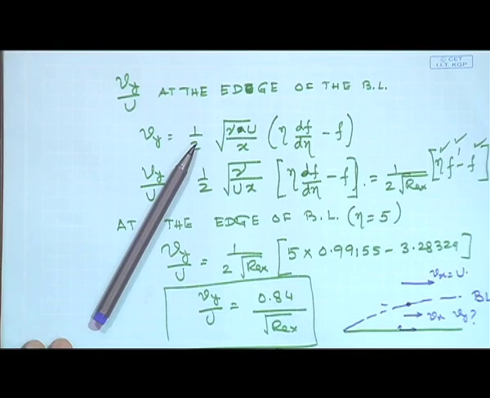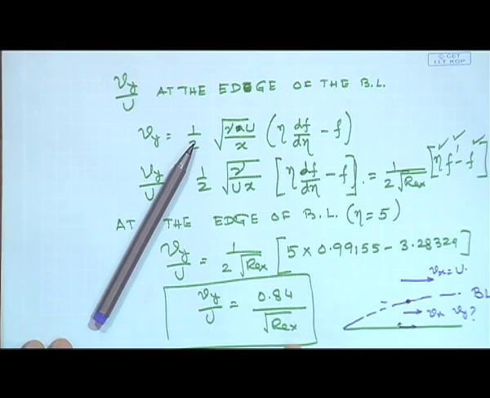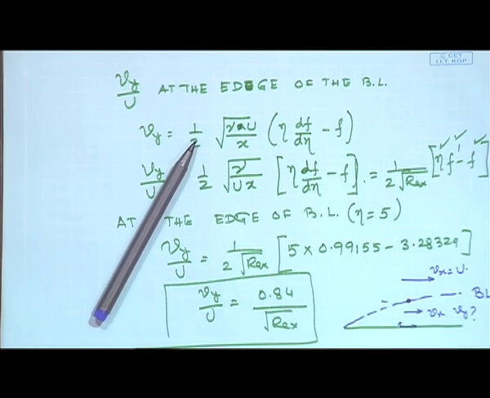So you have found out in the previous problem that at the edge of the boundary layer, Vy is not 0. Vy is a function of Reynolds number, which you have obtained: Vy by u equals 0.84 by root over Rex. But Vy is not 0 at the edge of the boundary layer. So if Vy is not 0 at the edge of the boundary layer, then the edge of the boundary layer cannot be a streamline. Since you have flow through the edge of the boundary layer, it is not a streamline.